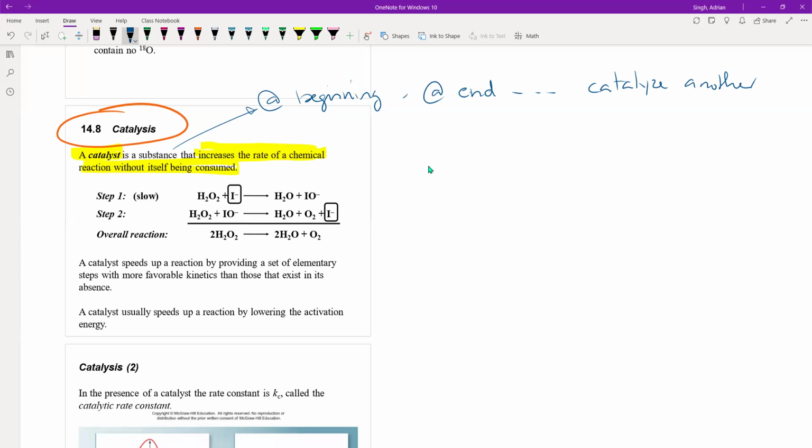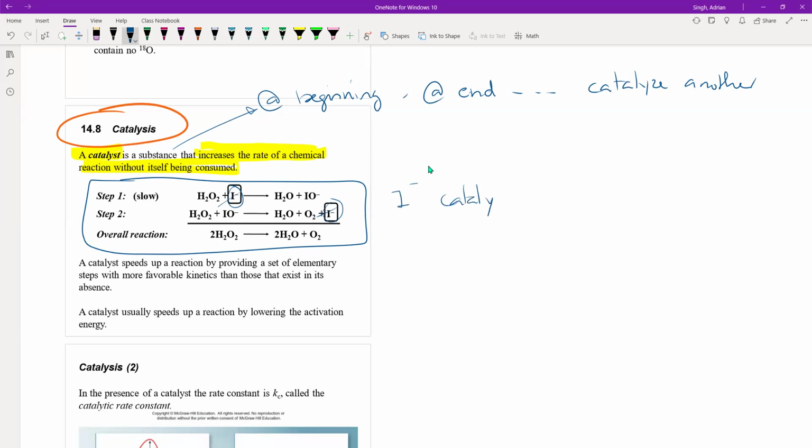So we saw a catalyst before in the previous section, looking at this particular reaction. We saw that in the slow step in this particular mechanism, we introduced the iodide ion over here. And then in the second step, step two, the iodide ion was actually generated. Obviously, when we add these together, they cancel out, so we don't see it in the overall reaction. However, it does appear in the reaction mechanism. So in this case, the iodide ion is a catalyst.